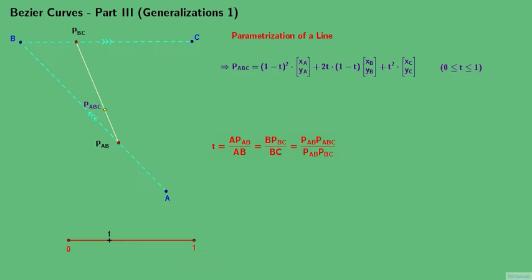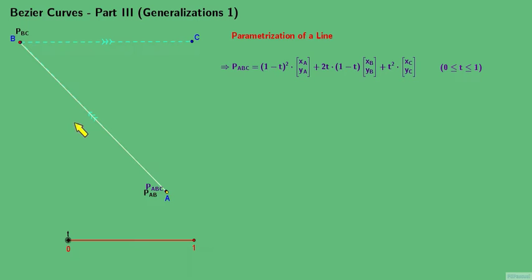To see what the curve that P sub ABC traces looks like, let us start t at 0. The direction that the curve will take will be from point A towards B and then towards C. At t equals 0, P sub ABC starts at the point A. Sliding t towards 1 would generate a curve that starts towards B, but does not pass through B, and then curves towards C.